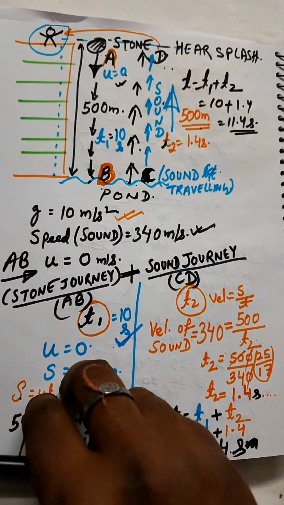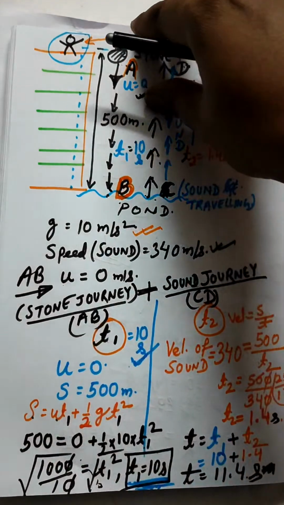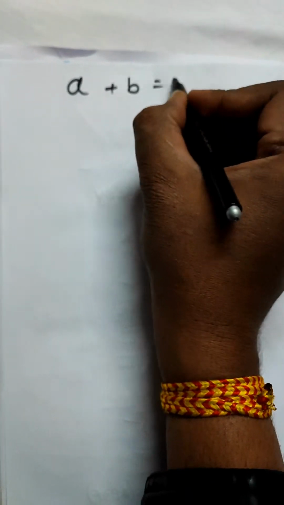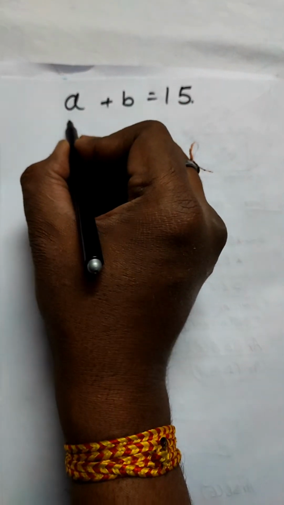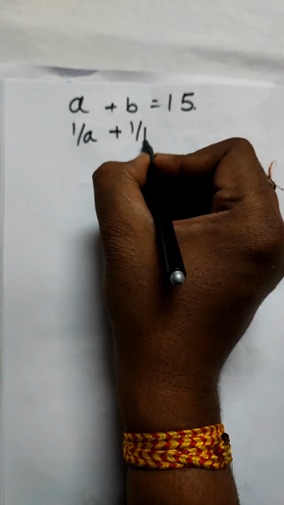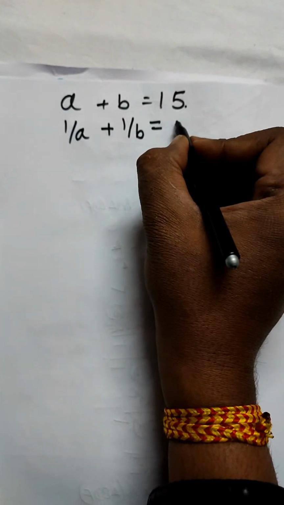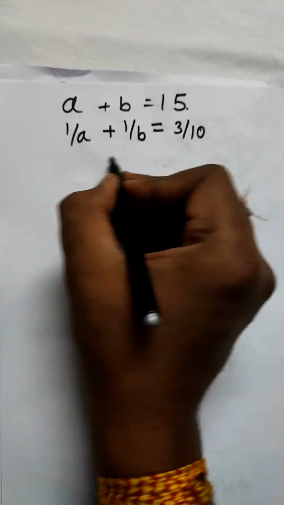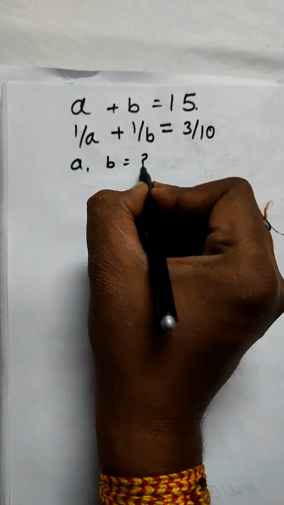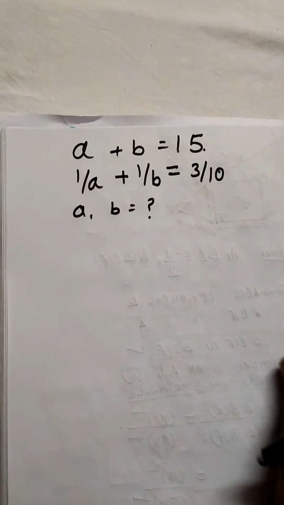Let me write it over here. 1 minute, students. Yes. So this is a question of quadratic equation where a plus b is given as 15, and the sum of the reverse of these two numbers, a and b, is given as 3 by 10. So what are the values of a and b, we need to calculate, right?